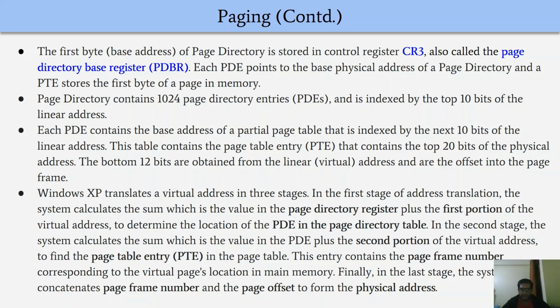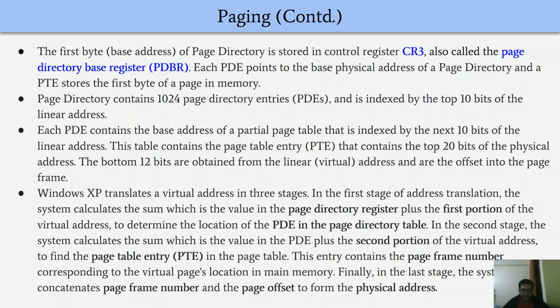As we saw, the top 10 bits of the linear address act as an index into a page directory. This page directory is located at a particular location, and that location is pointed to by the control register CR3, also known as PDBR. This page directory contains 1024 page directory entries, PDEs. Each PDE contains the base address of a partial page table, which is indexed by the next 10 bits of the linear address. Each of these contains the top 20 bits of the physical address. How everything fits into the picture is described in the last point.